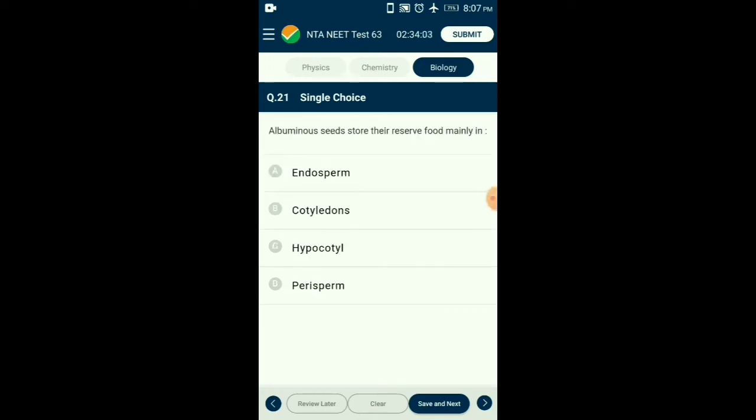Question number 21. Albuminous seeds store their reserve food mainly in. Albuminous seeds retain a part of the endosperm as it is not completely used up during embryonic development. Such seeds are also known as endospermic seeds. Food is stored in endosperm which provides nutrition to embryo during germination. Examples: wheat, maize, barley and castor. So the answer is option A, endosperm.